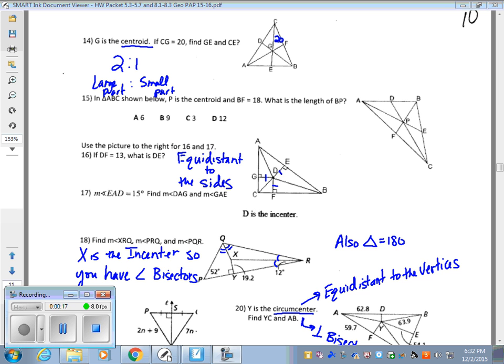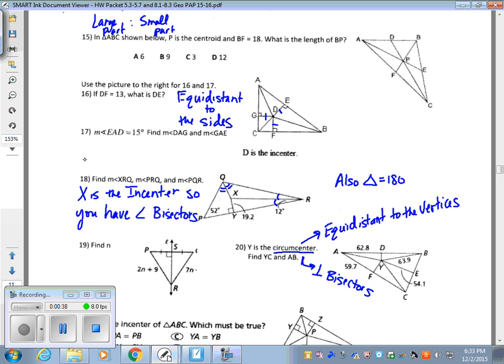So, your homework check for 2 of this unit was going to be pages 10 through 13 even, and then 15 through 17 even. So, on page 10, 14 starting off, since most of these are going to be talking about centroid, you need to use the centroid property, which is 2 to 1, so that's your hint for that.